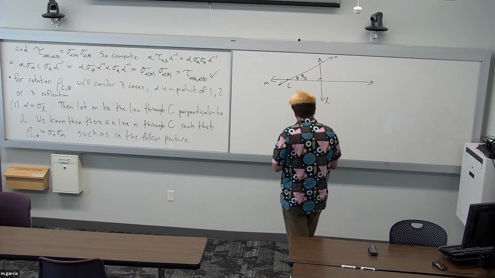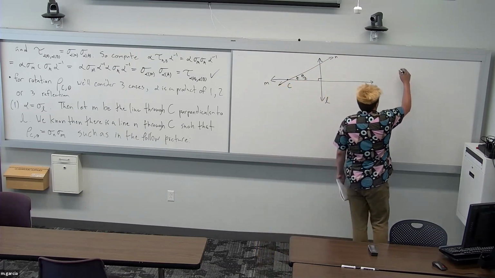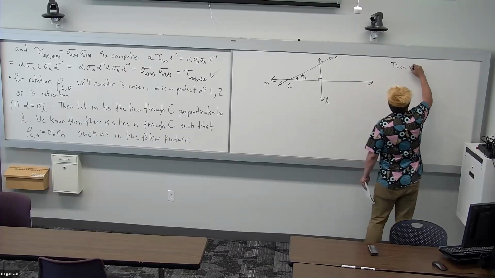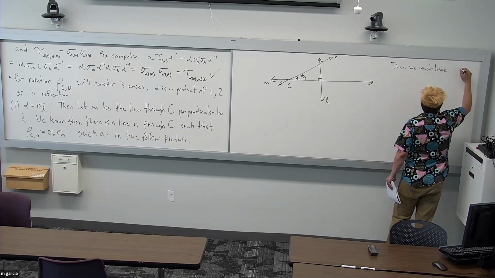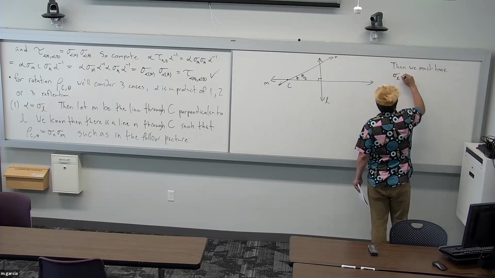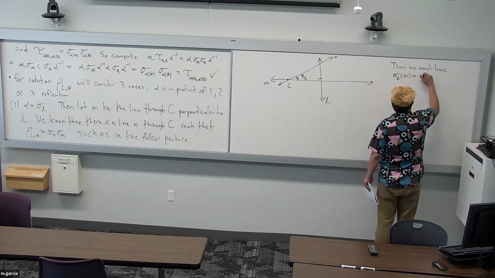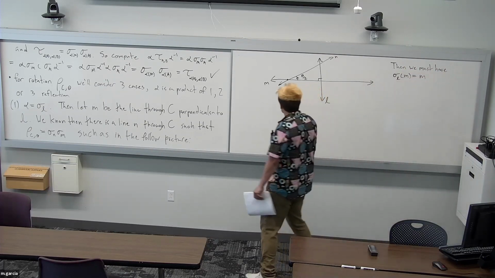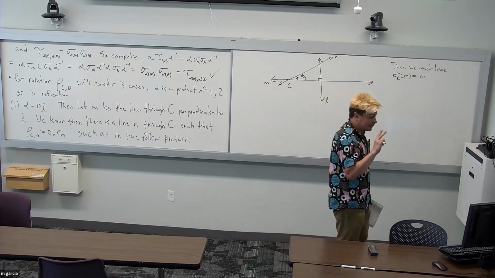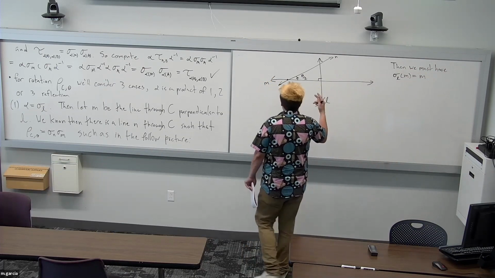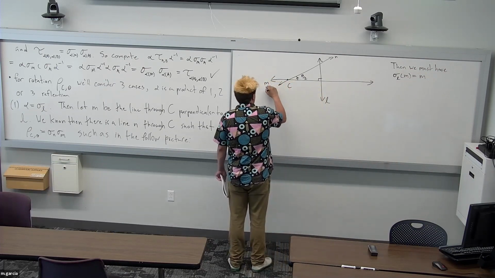So, notice, then we must have sigma sub L of M is equal to M, right? Because M is perpendicular to L, and reflections fix lines that are perpendicular to the line the reflection is in, right? So, in other words, M is equal to sigma sub L of M. Okay?